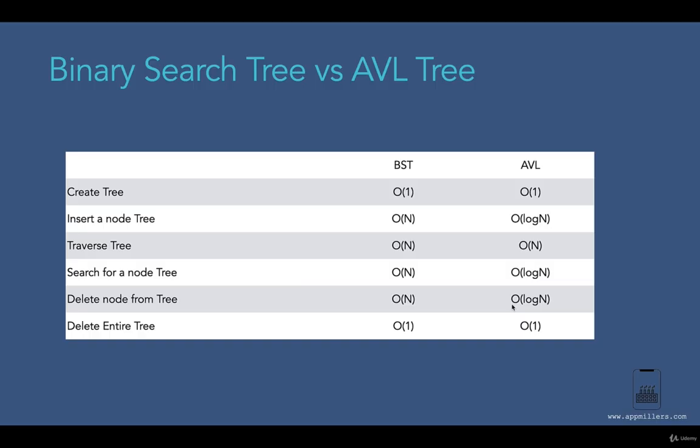The last operation is deleting the entire tree. In both cases, we are just setting the root node to null. So that's why both cases take O(1) time complexity.